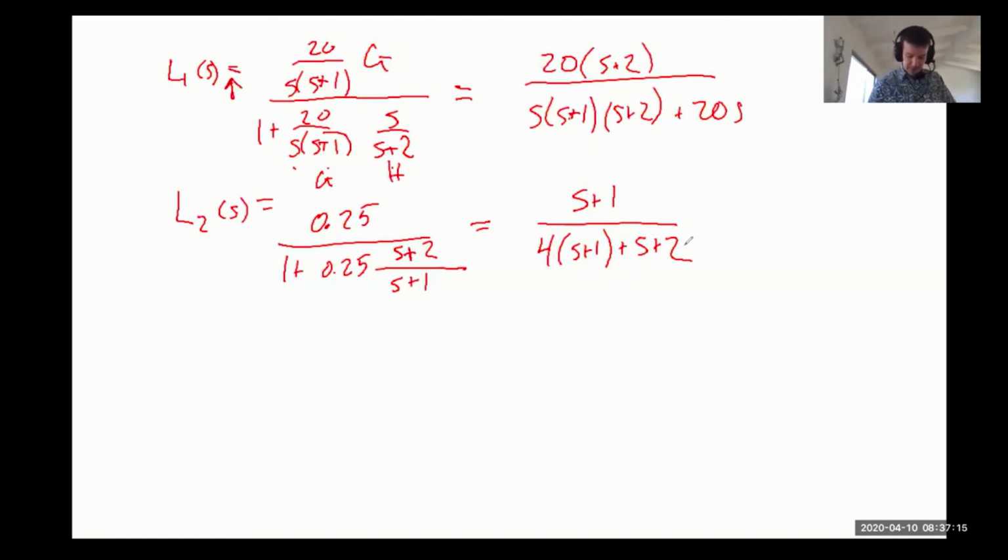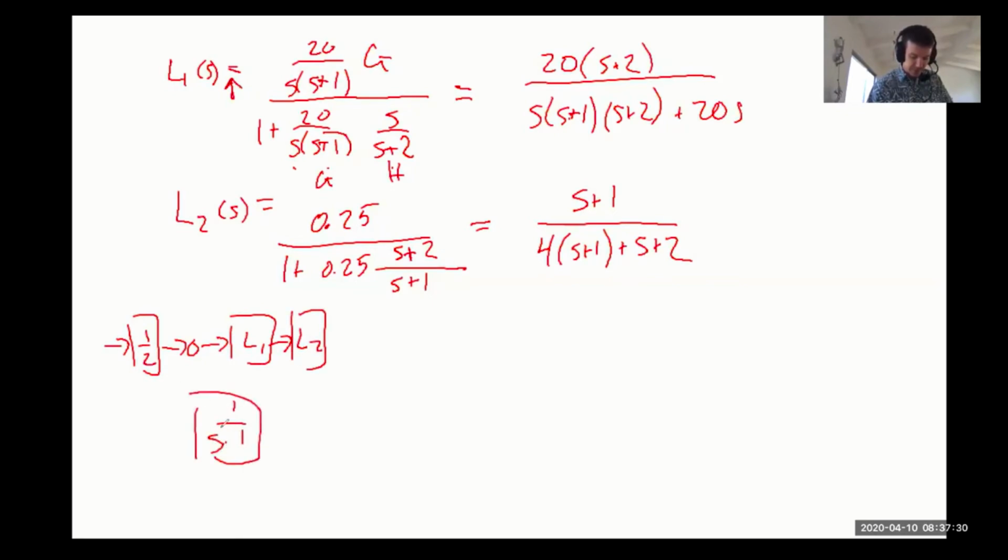All right, so now I can rewrite my block diagram. I've got a factor of a half, and then a summing junction, and then an L1 here, and an L2 here, and then 1 over s plus 1 in the outer feedback path.